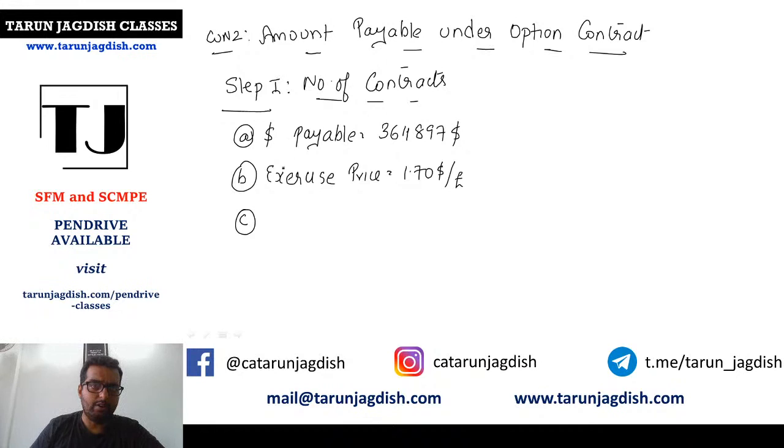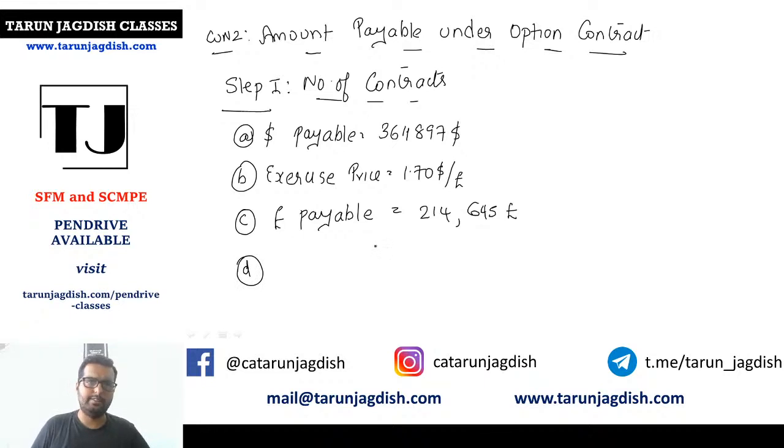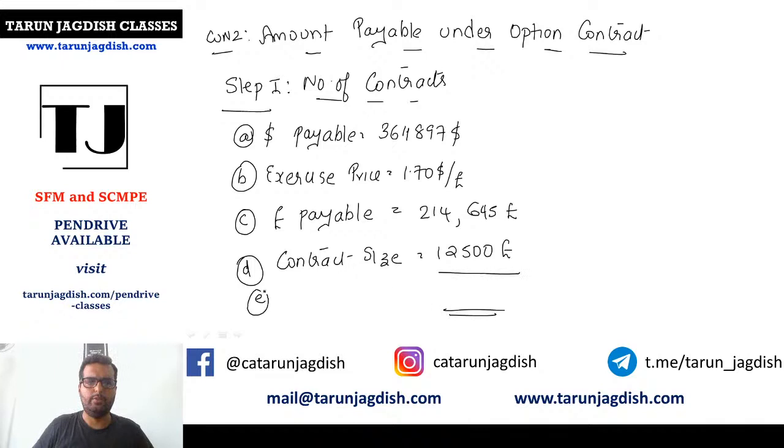Exercise price is 1.7 dollar per sterling. So the sterling payable will be 364,897 divided by 1.7, that is 2,14,645 sterling, right? So once I get this answer, we know the contract size. What is the contract size that is mentioned over here? Is it 12,500 sterling? Therefore, the number of contracts will turn out to be 17.17 contracts. Can you write down till here in your books now?